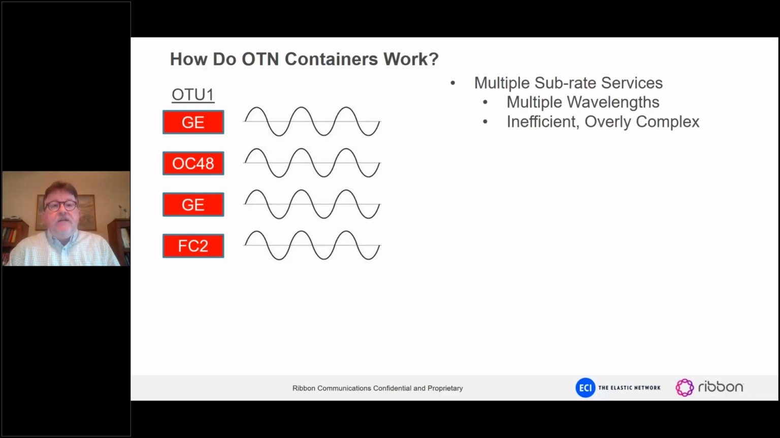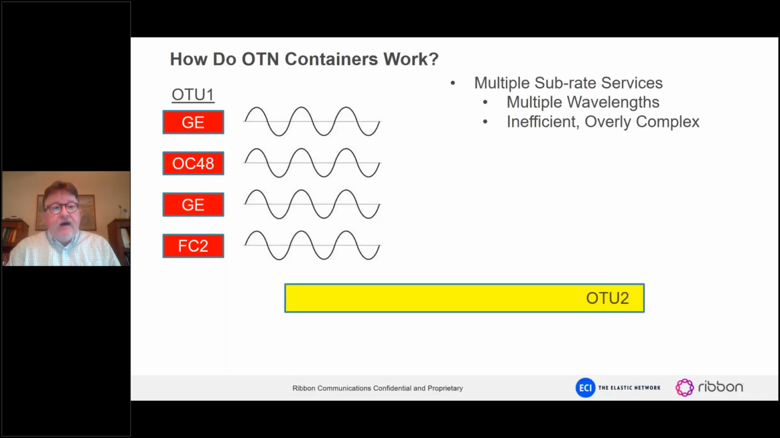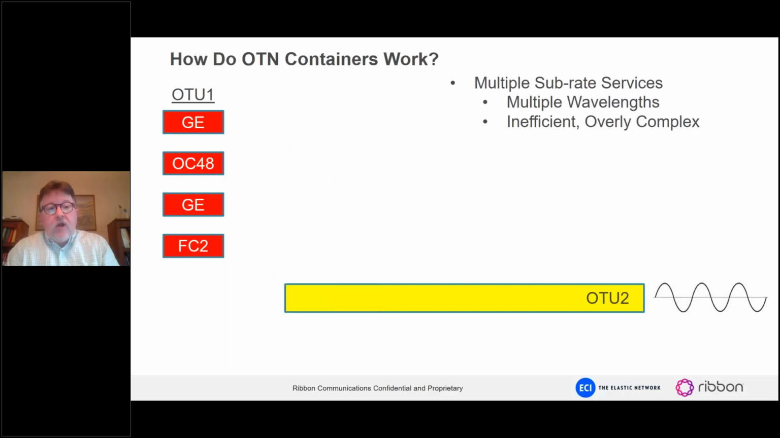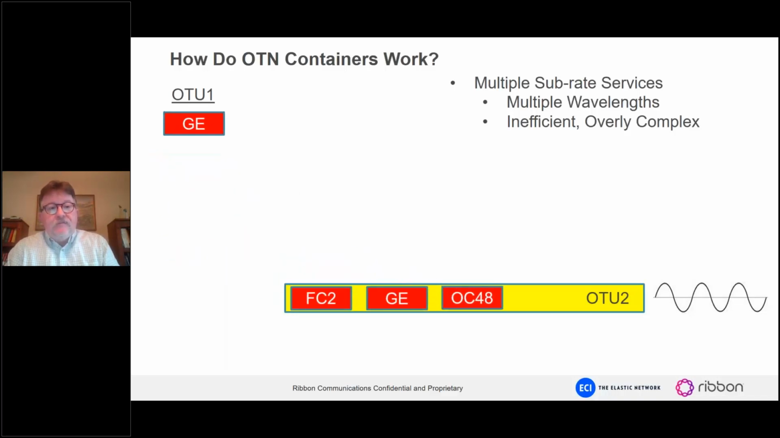So the idea of OTN containers is that I can take all of these signals on the left-hand side. So these all fit within an OTU1. Gigabit Ethernet, OC48, 2 gig fiber channel, all of those fit within their own OTU1 containers. And so with an OTU2, I can put it on a single wavelength. I can remove all of those individual wavelengths and then put these containers onto the larger signal.